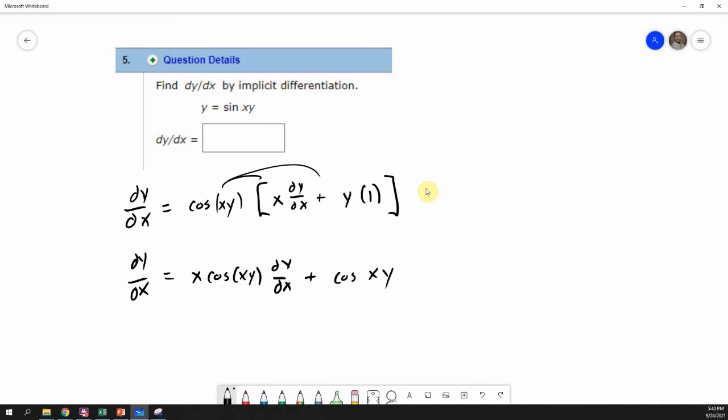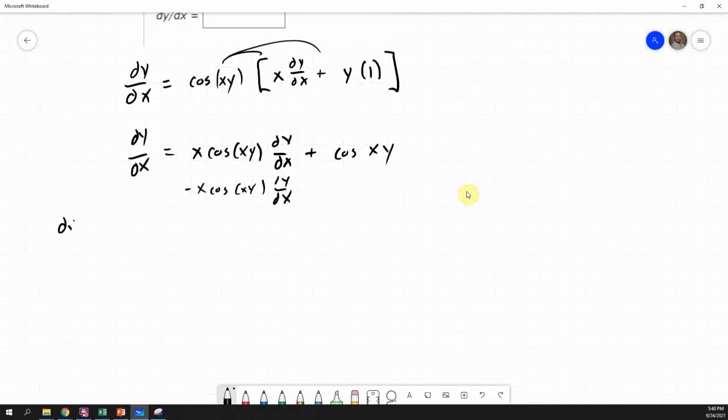All right, now, since we're trying to get the dy dx's together, we need to make sure and subtract over that x cosine xy. So minus x cosine xy dy dx to both sides. So we'll have dy dx minus x cosine xy dy dx equals cosine xy.